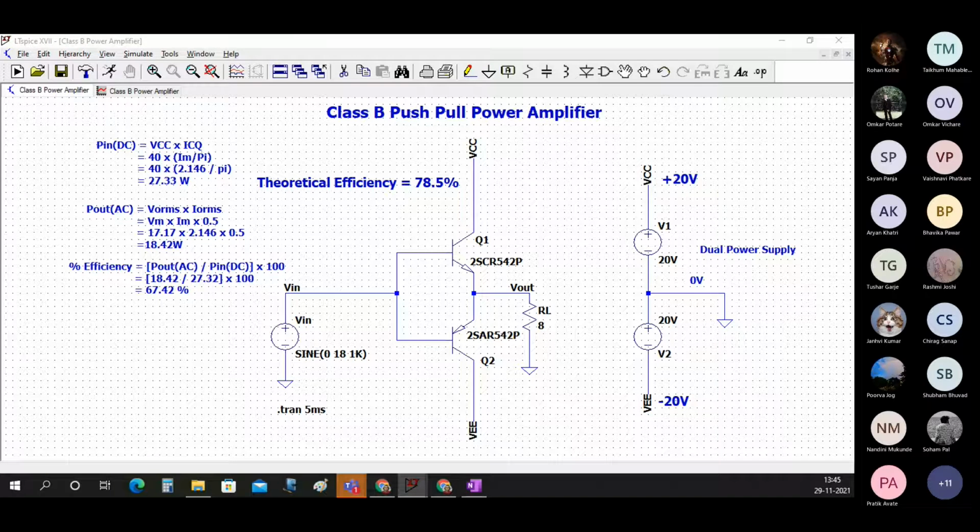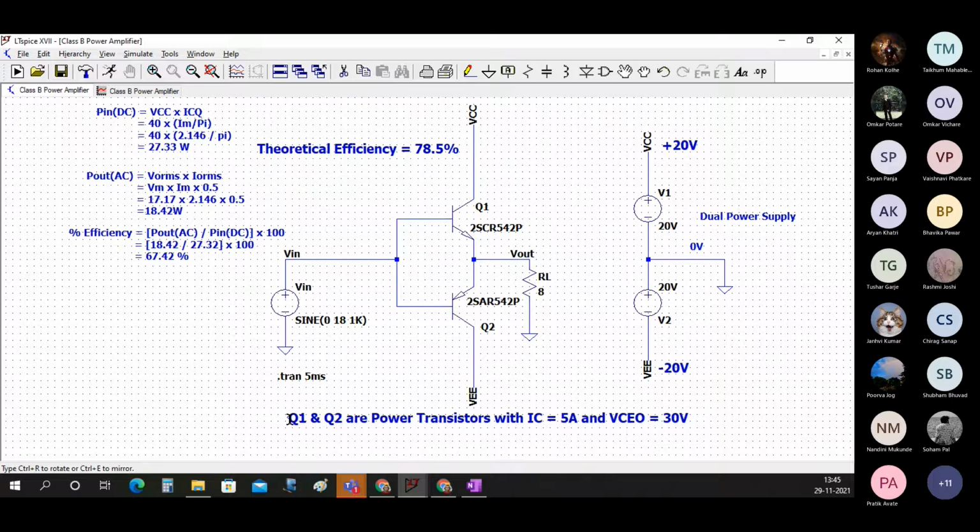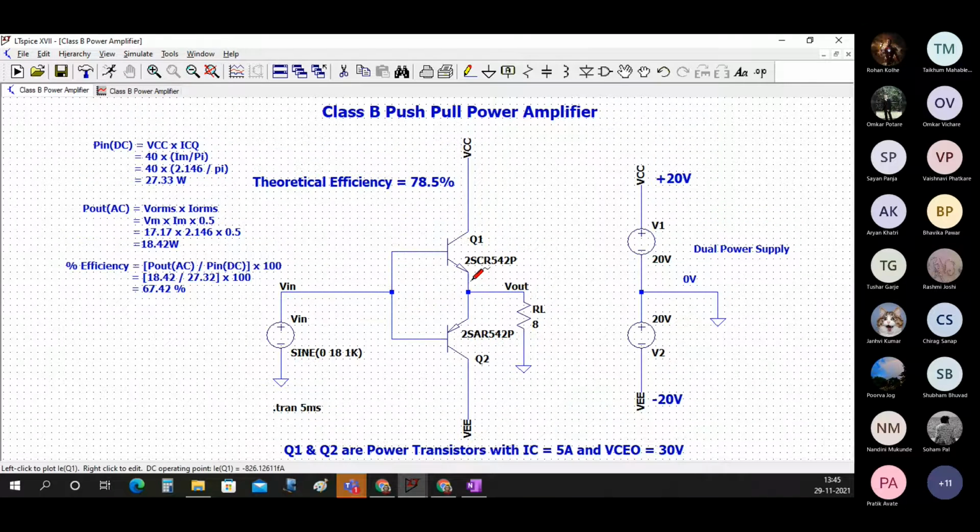And just for the sake of it, I'll also mention the values of my transistors. So now first I want to see the circuit and these calculations, and then I want to see all these three waveforms.